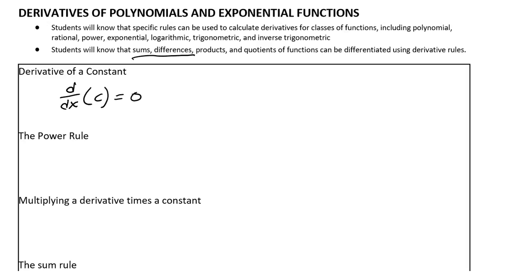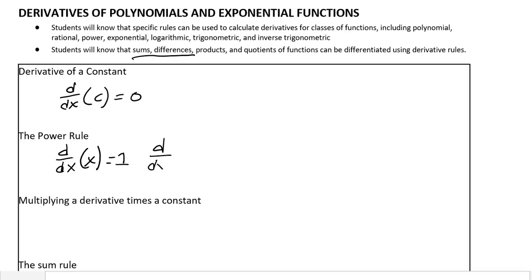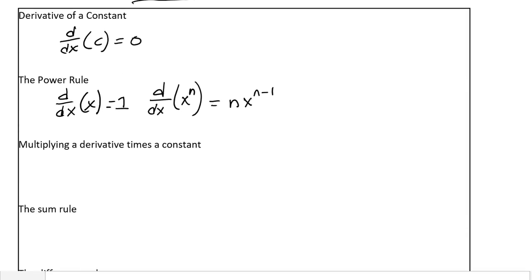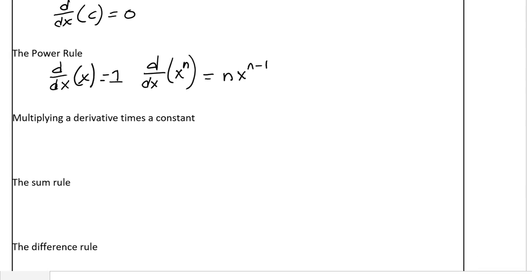Now the power rule. So our most basic power rule is this one. The derivative of x is 1. We also have the derivative of x to the n power. This is the power rule. And that is n times x to the n minus 1 power. So we bring the exponent out front, multiply it by any number that's there, and then drop the exponent by 1.